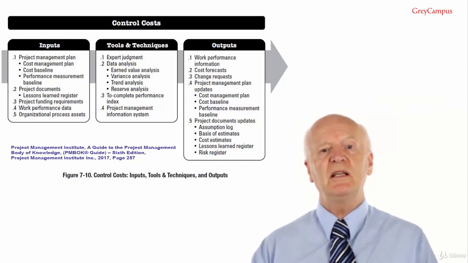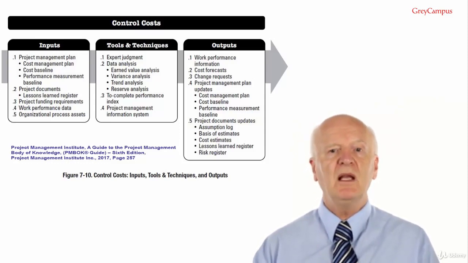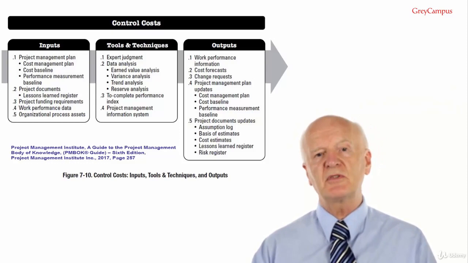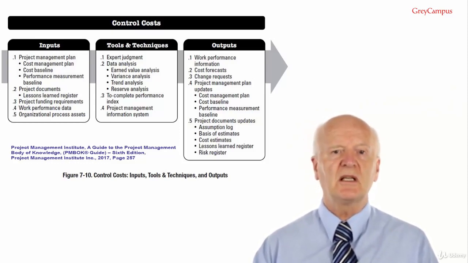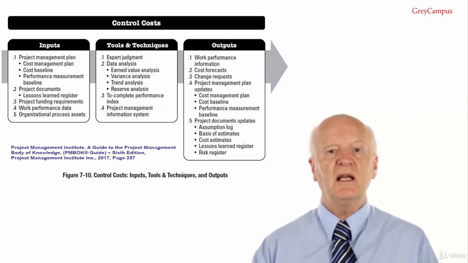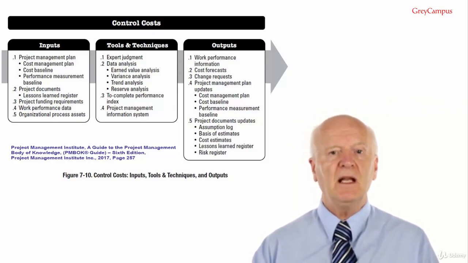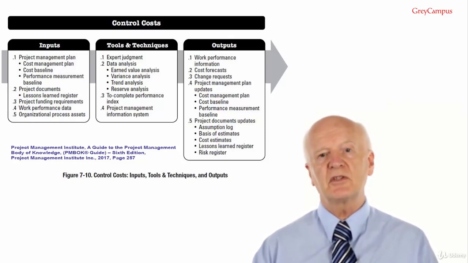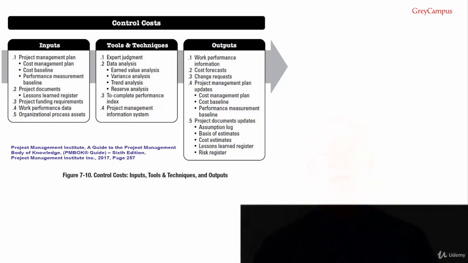That brings us to the project documents updates, which is output number 5. Project documents that can be updated as a result of carrying out the process include the assumption log, the basis of estimates, the cost estimates, the lessons learned register and the risk register. And that brings us to the end of Control Costs, and it's also the end of this module, Project Cost Management.